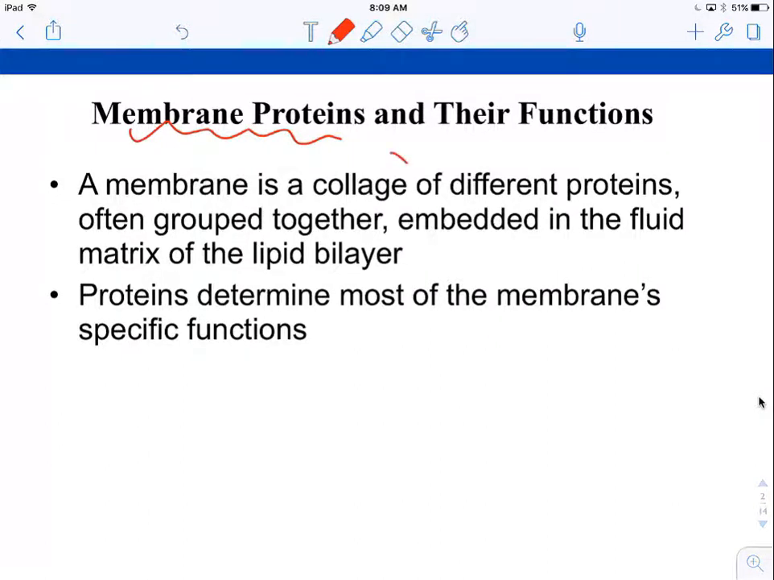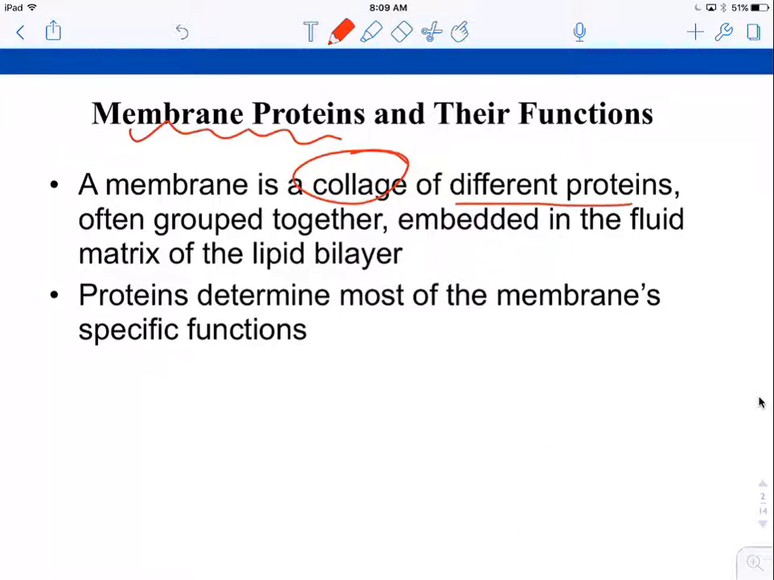So a membrane is a collage or a mosaic. If you think about what a mosaic is, right, a mosaic floor or a mosaic mural, it's a bunch of tiny little squares of different things put together to make kind of a big picture. And that's what the plasma membrane is like. Lots of different things put together to make one large structure.